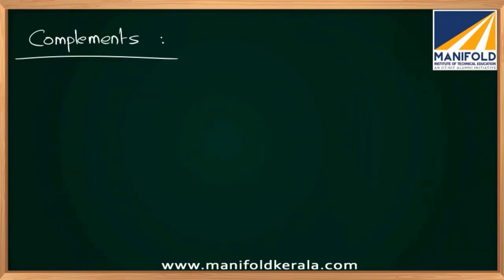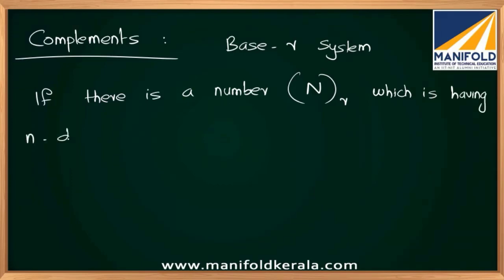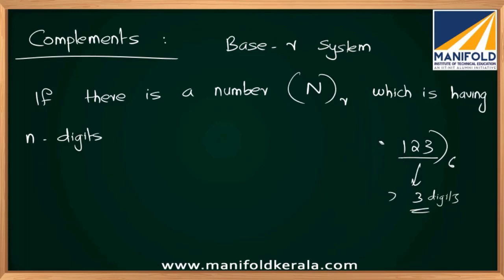Right, so before going into two's complement and one's complement, let me just explain what is meant by this. Suppose you have a general base R system, and there is a number n represented in the base R system, which has n digits in it. So this number could be something like 123, and your base could be something like 6. Now this has got 3 digits, so your n will be equal to 3. That is the meaning of what I'm saying.